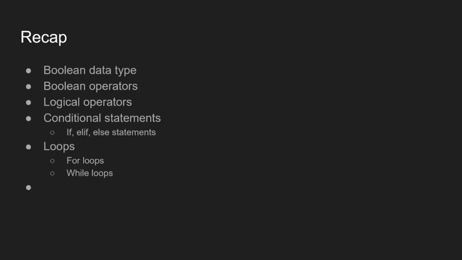And that brings us to the end of the episode. To recap, what we learned about was Boolean data types, their operators, and we also learned about decision making in Python. Next episode, we will introduce you to the list data structure.